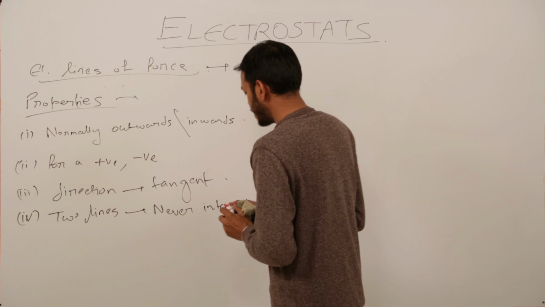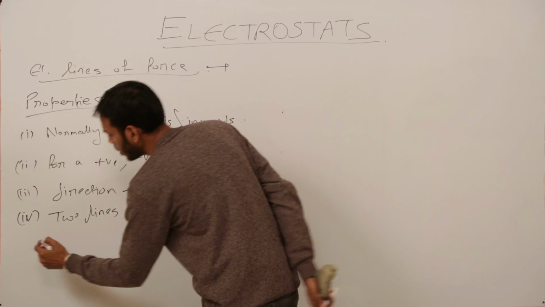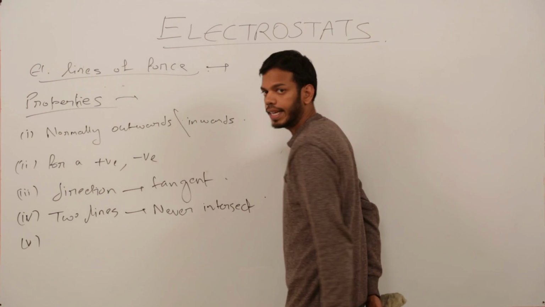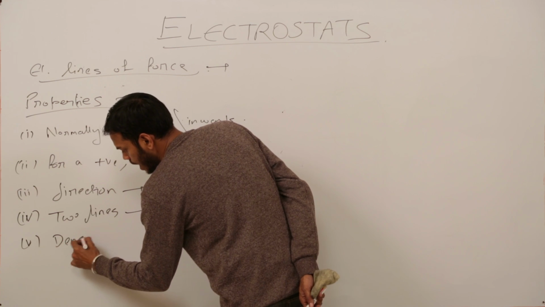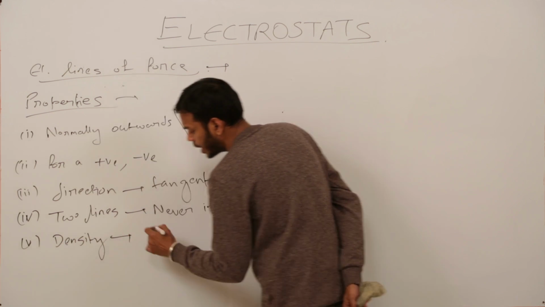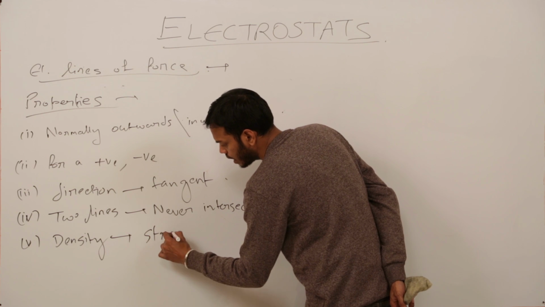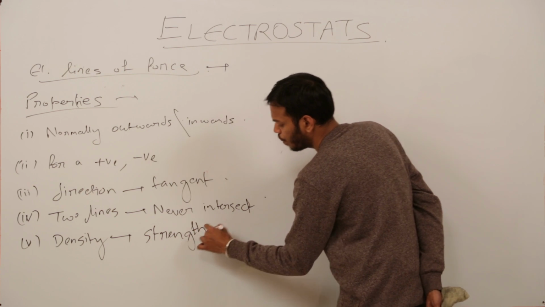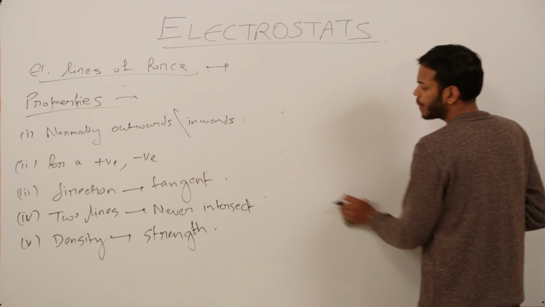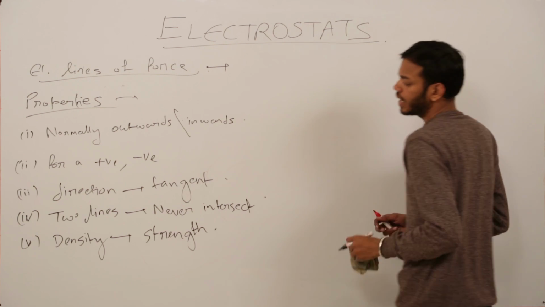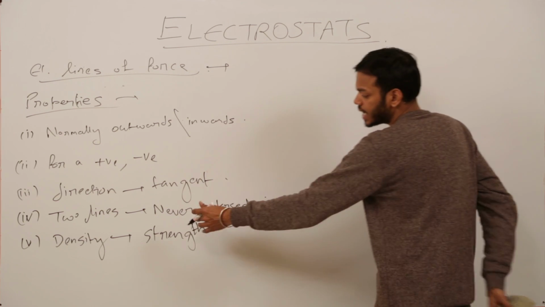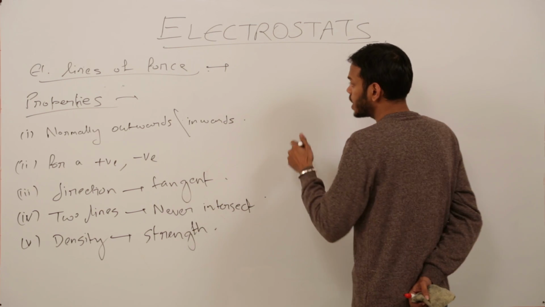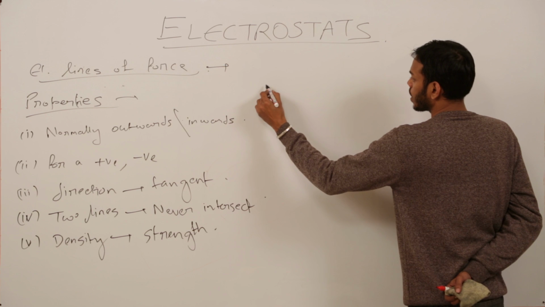Okay, two lines never intersect each other. Then, the density of electric lines at any region gives the strength of electric field at that point. I sometimes wonder, it's difficult to write something and speak something else at the same time. Density and strength, what does this point state?